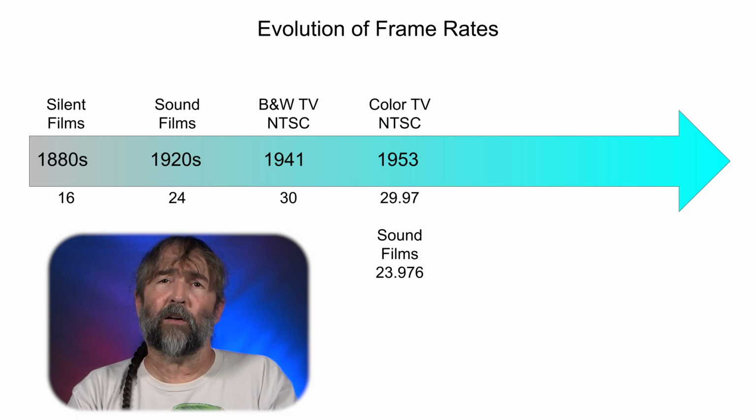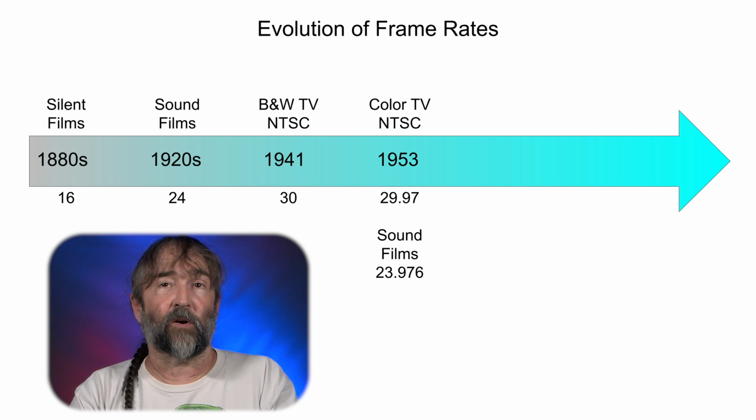So at that point, we had 4 competing standards. You had a perfect 24 frames per second with the Hollywood films, and the slightly newer 23.976 frames per second. And then you had the original 30 frames per second broadcast television that still worked for black and white, and the new 29.97 frames per second.